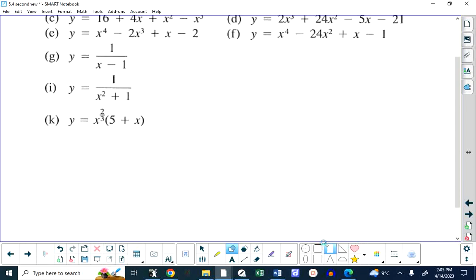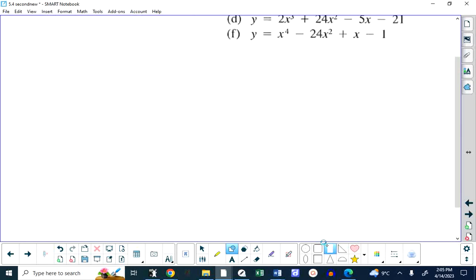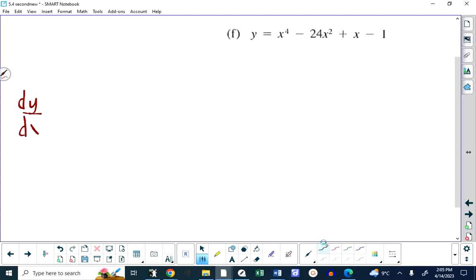You said f, right, Miles? Okay. We start off with the function, and we differentiate it. In this case, we get dy dx equals 4x cubed minus 48x plus 1. I'll double check that. That looks okay.